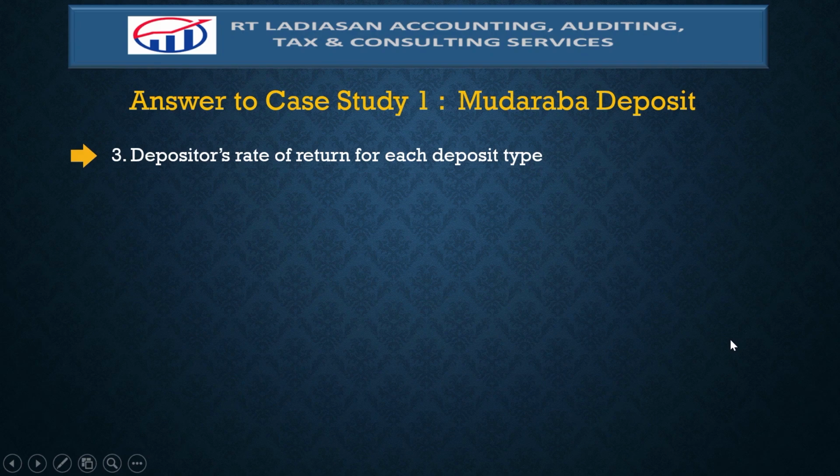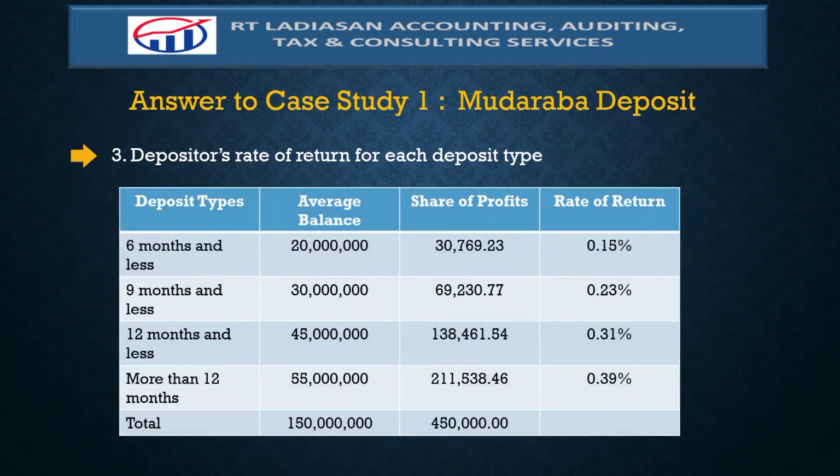The third requirement is the determination of the depositor's rate of return for each deposit type. And the rate of return is equal to the share of profits over the average balance. For example, for a deposit type more than 12 months, the rate of return is 0.39% calculated by the share of profits with respect to such deposit type over the average balance.